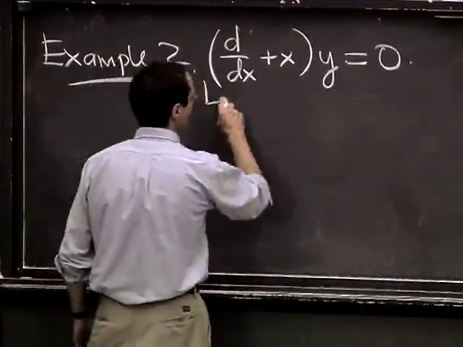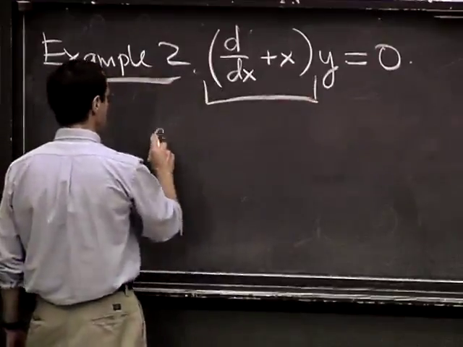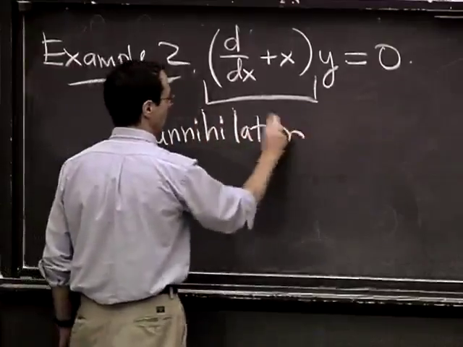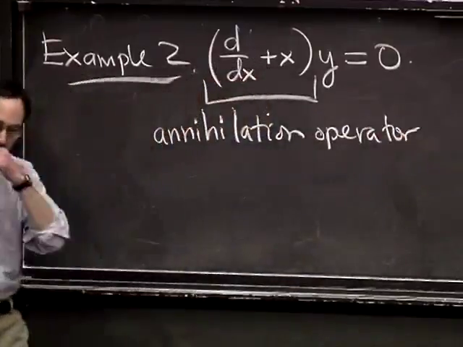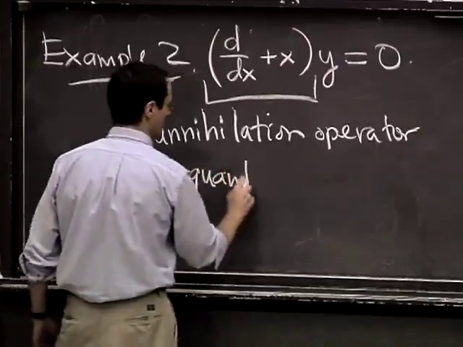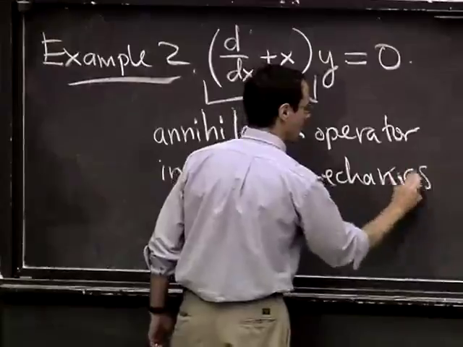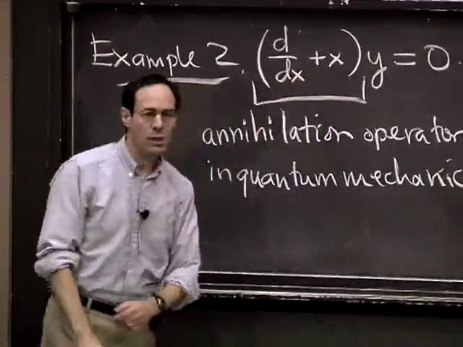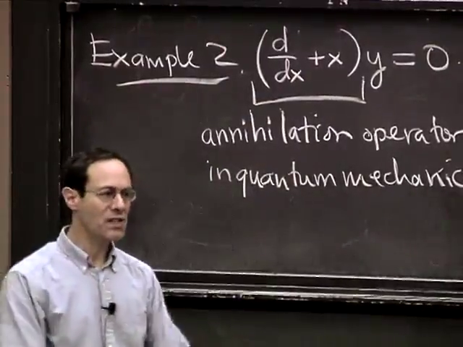This operation here has a name. It's called the annihilation operator, and it's called that in quantum mechanics. And there's a corresponding creation operator where you change the sign from plus to minus. And this is one of the simplest differential equations.